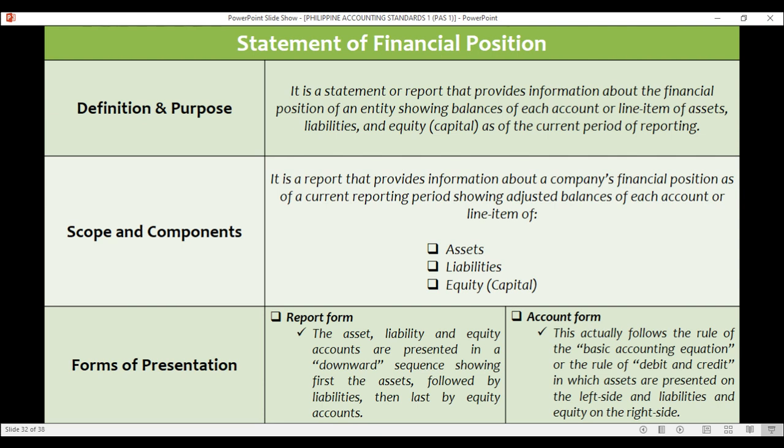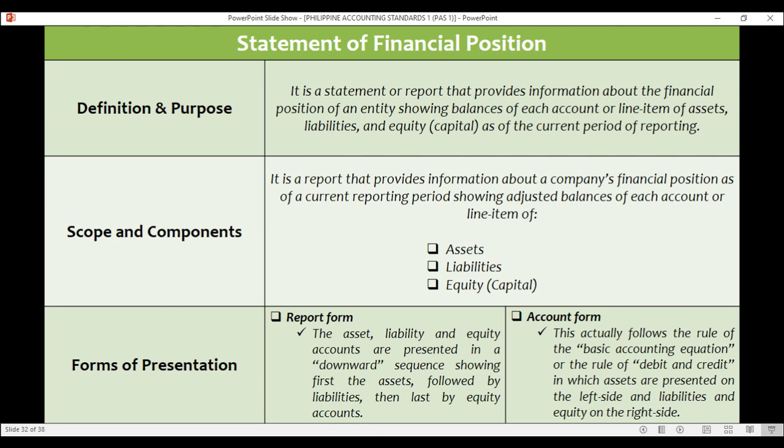For the forms of presentation, we have the report form or account form. For the report form, the asset, liability, and equity accounts are presented in a downward sequence, showing first the assets, followed by the liabilities, then last the equity accounts. For the account form, it follows the basic accounting equation, or the rule of debit and credit, in which assets are presented on the left side and the liabilities and equity on the right side.